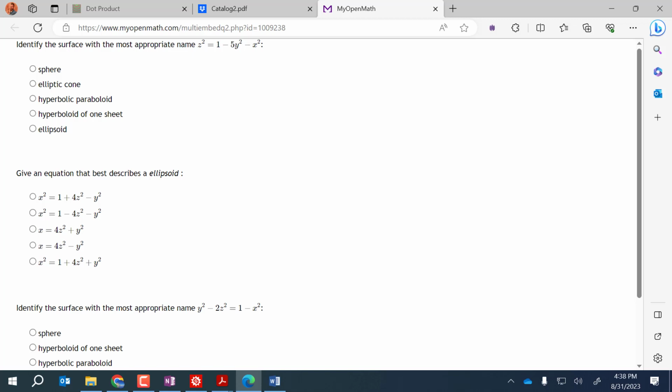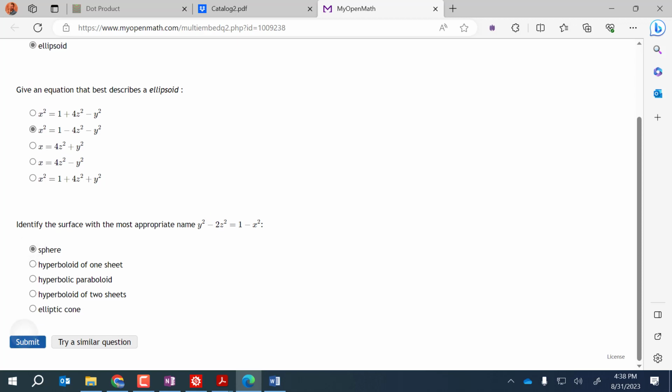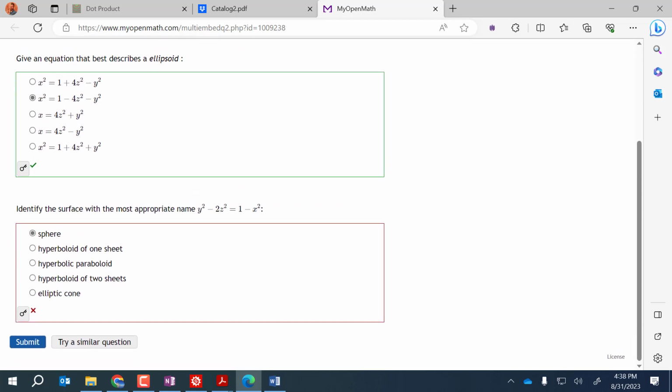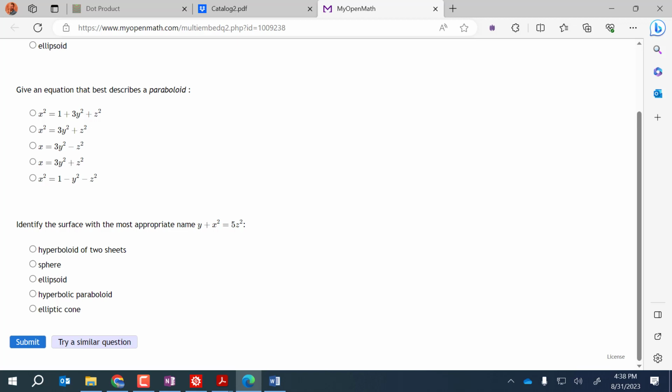So this is hyperlinked into the electronic version of this. I built this question. It runs through all possibilities. It's a My Open Math question. You try it 3 times. You hit submit. Okay. You try a similar question, and it's a brand new question. It's like your version of flashcards that you get to just try over and over again until you learn the names and can identify these various quadric surfaces.